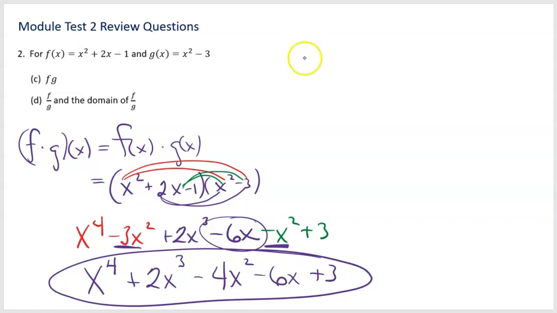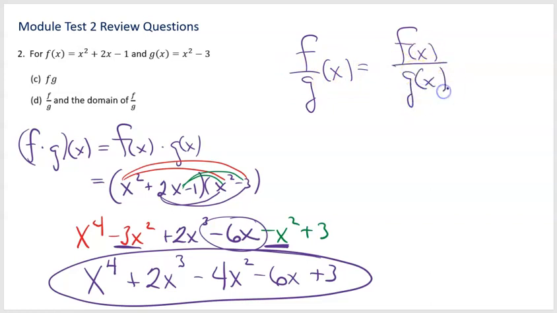There we go. So part D, f divided by g of x, by definition is f of x divided by g of x. Thing is, g of x is not allowed to be 0. So let's keep going with that. f of x goes in the numerator, so that's going to be x squared plus 2x minus 1. And g of x goes in the denominator, which is x squared minus 3.